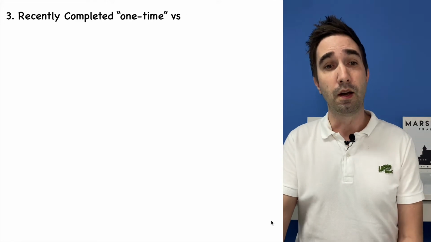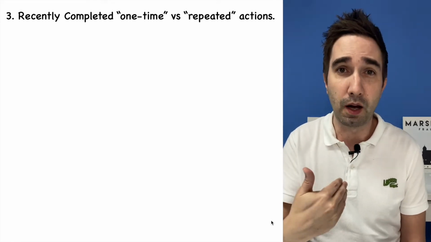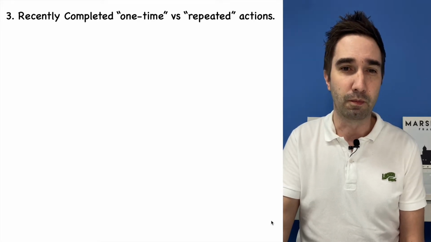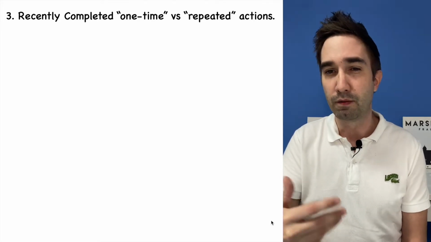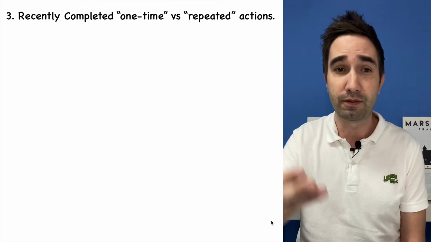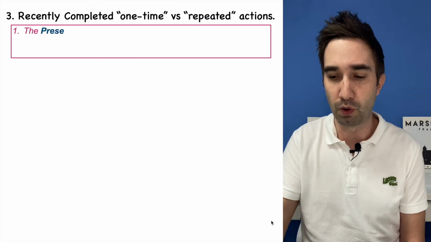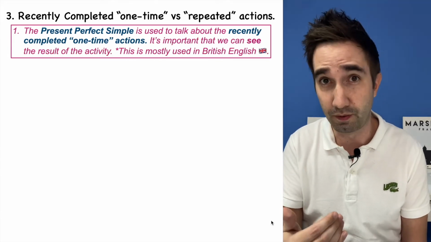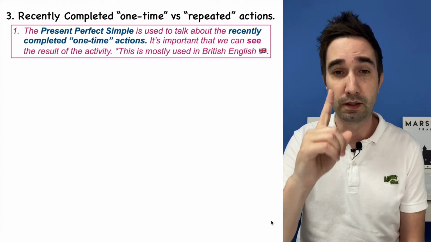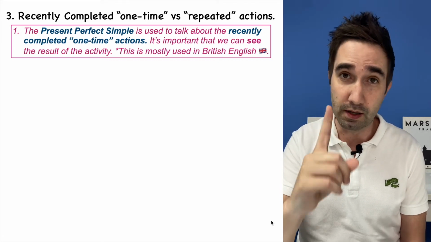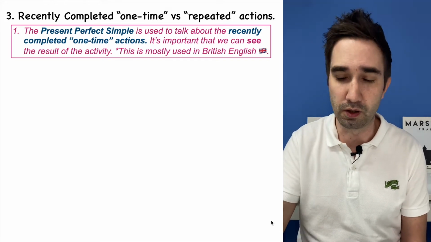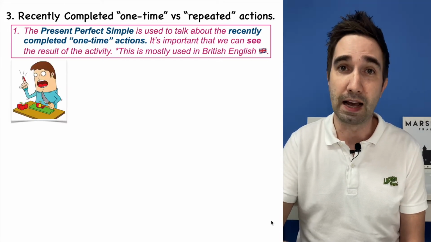All right, last one, number 3, before we do some practice. And this is very British. I'm Canadian, so you know not a lot of British English coming out of my mouth. But recently completed one time versus repeated action. So these have to be recently completed. That's really, really important. It means we can see the result now. So we use the present perfect simple to talk about a one-time action. Okay, one-time action that has recently completed. And again, this is mostly used in British English, and we have to see the result.